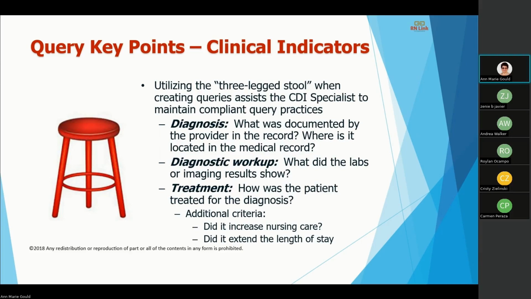Additional criteria, did it increase nursing care? Maybe they ended up going to ICU status level. That's a treatment. They're in critical care. So that could extend your length of stay too for that patient. Okay. So when I look at a three-legged stool, I think of the diagnosis, what was the workup, and then the treatment performed.